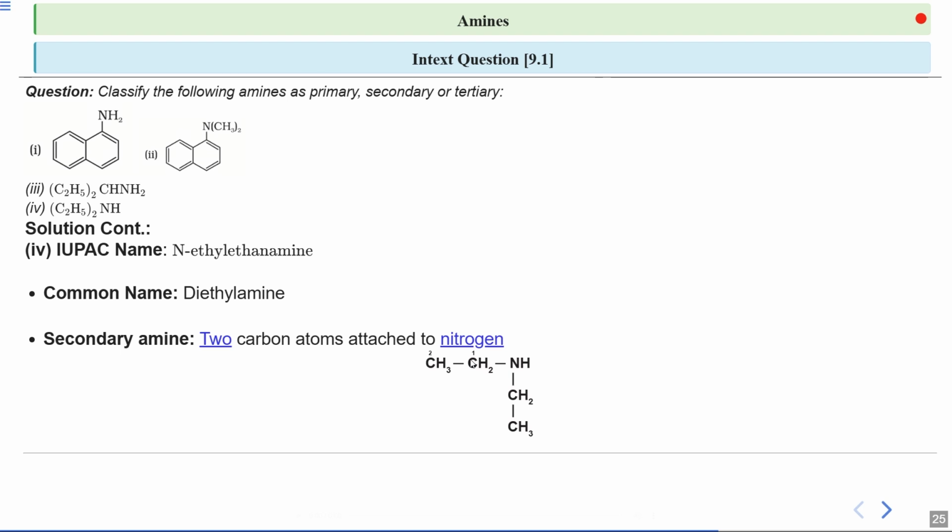And how do you name it? Select the longest carbon chain. Okay, so I have selected this chain. I have done the numbering 1, 2. And you will see this ethyl group is directly attached to this nitrogen. So this will be N-ethyl ethane amine. The E of ethane is replaced by amine. So this is a secondary amine. Two carbon atoms attached to nitrogen. Okay, so I hope now it is clear how you classify amines as primary, secondary and tertiary.